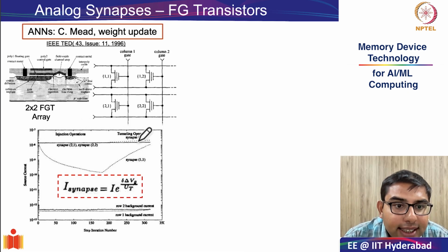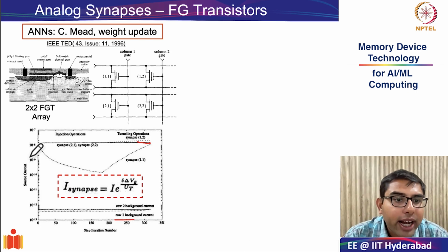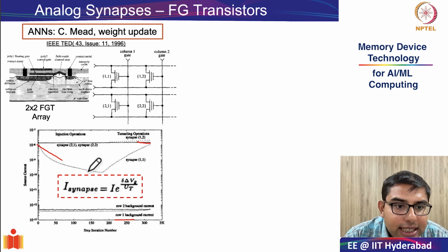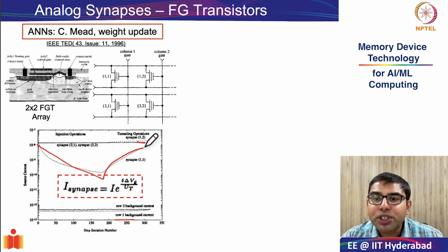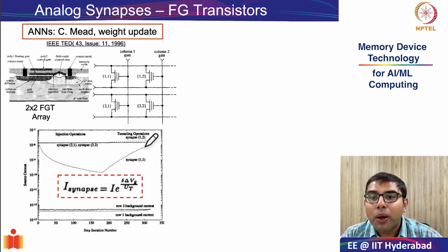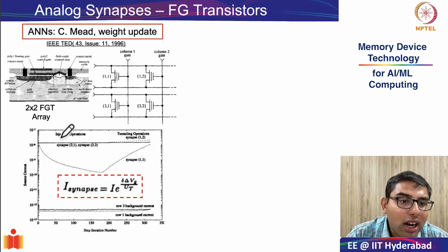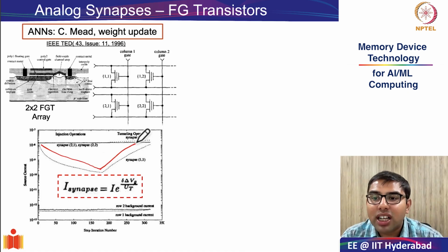So that is what he has shown here. You see the synapses at 1,2 and 2,1 are really silent, whereas all the weight updates are happening from the 1,1 synapse only, which is being targeted. Next, let's discuss how the floating gate transistor shows us synaptic behavior. How is there an increase and decrease in the synaptic strength?